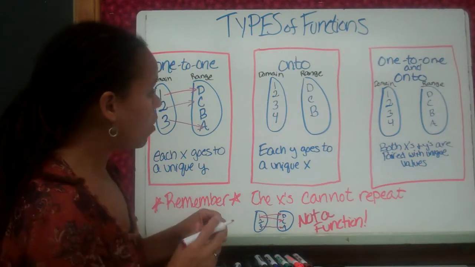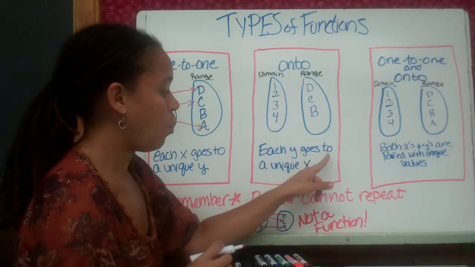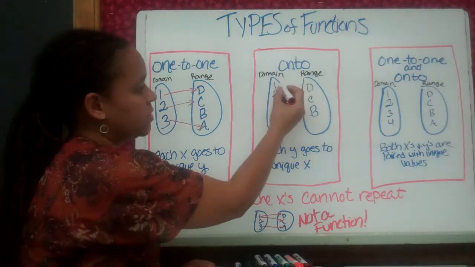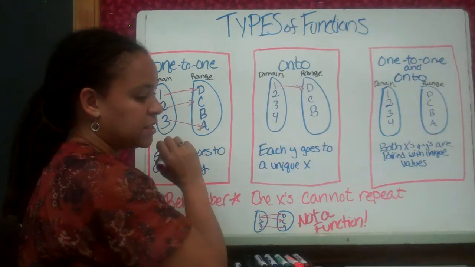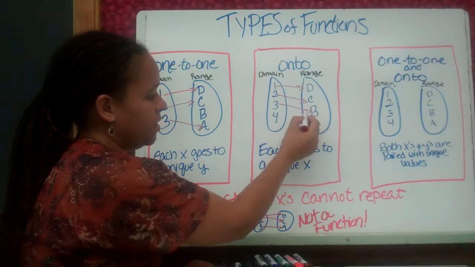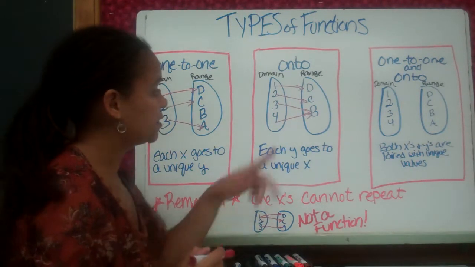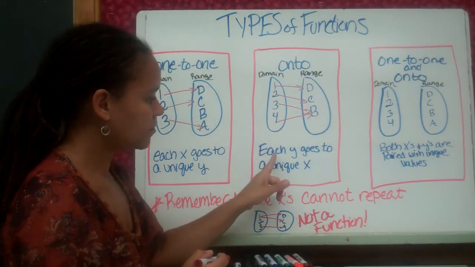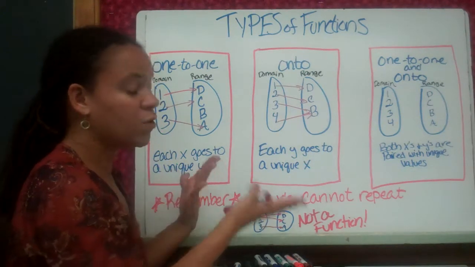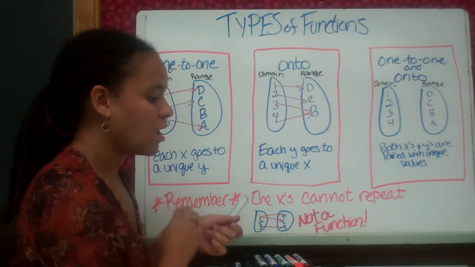Okay, so then on to, that's one-to-one. Onto, that means each y goes to a unique x. So now we're going backwards. So we're still going to map the same way. Let's say 1 goes to D. Let's say 2 goes to C. Let's say 3 goes to B, and 4 goes to B. That's okay because I still have each y going to a unique x. So my y's are going to a different x. And so it's still a function.